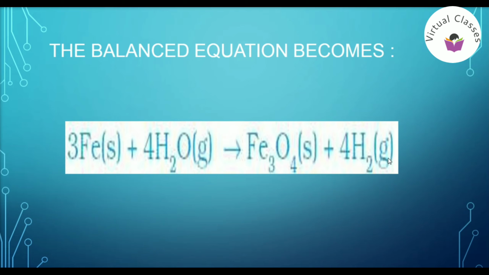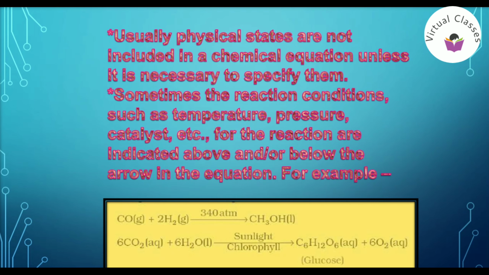Now the reaction is completely balanced. Usually, physical states are not included in a chemical equation unless it is necessary to specify them. Sometimes the reaction conditions such as temperature, pressure, catalyst, etc. for the reaction are indicated above or below the arrow in the equation. For example, CO plus 2H2 gives CH3OH under 340 atmospheric pressure.